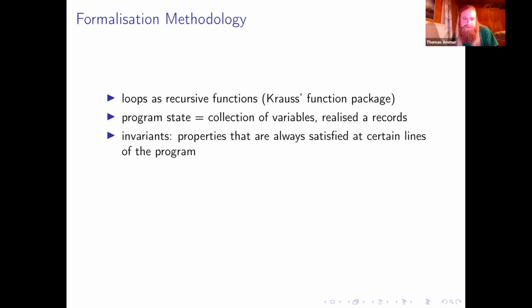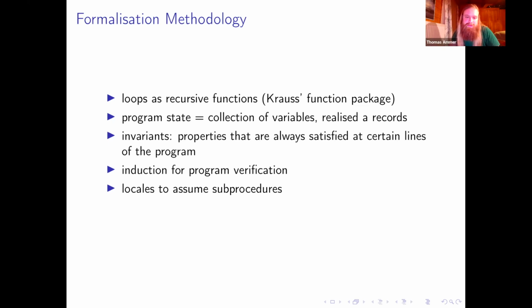Then loops are verified by invariants, which are properties that are always satisfied at certain lines of the program. And the most important invariant here is, please recall, that the current flow does not allow for an augmenting cycle. That can be seen as a way of performing induction for program verification. And then the algorithms make use of sub-procedures, for example, to select minimum cost paths.